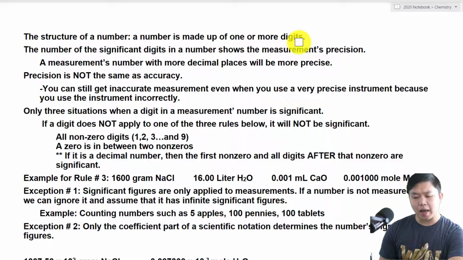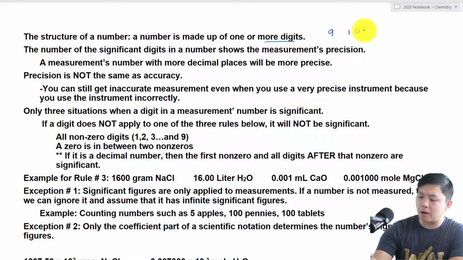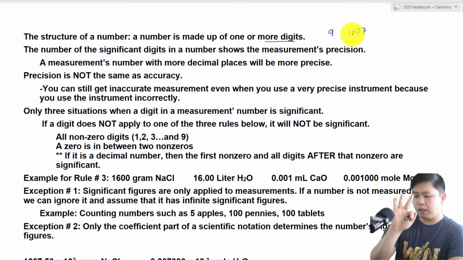Before we start, let's look at the structure of a number. A number is made up of one or more digits. For example, here we have the number 9. That is made up of one digit. But if we have this number, 1.07, this decimal right here, how do you know it's a decimal? It has a decimal point right there. It's made up of 3 digits.